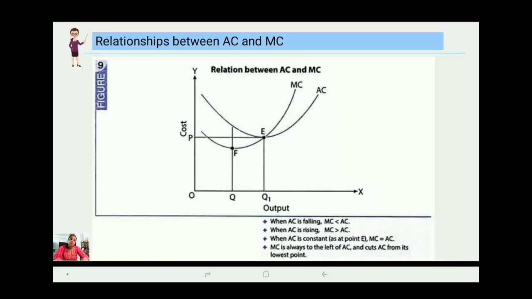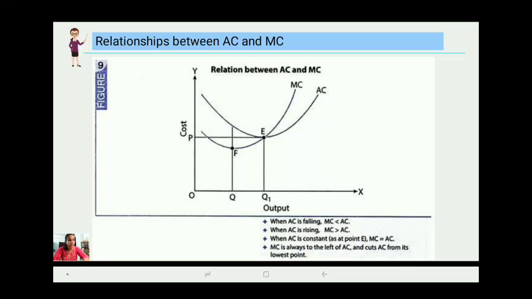So now we have the relationship between average cost and marginal cost. As we know, the average cost is a U-shaped curve and marginal cost is also a U-shaped curve. When we put these two curves together, we will get this type of diagram. Average cost and marginal cost always lie below. From this diagram we can find out the relationship between average cost and marginal cost.